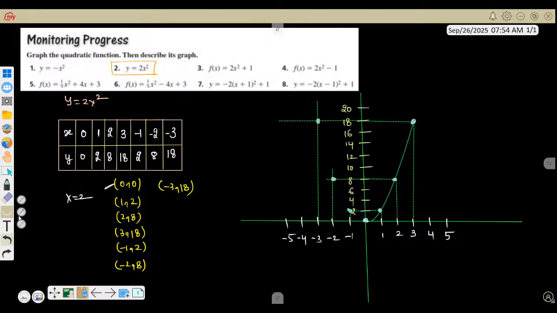You got it? And same thing in this direction. This here would come here, and this will come here.